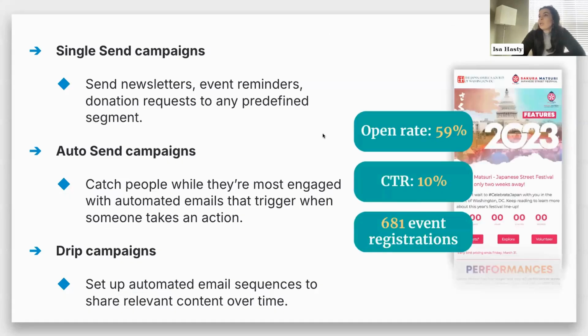And then I just wanted to show this is one of my favorite email templates of all time. This is from the Japan America Society of Washington, D.C. This is an email template that they built in Feathr to promote one of their events a couple years ago, a Cherry Blossom Festival in DC. And I think it's just a really beautiful email. It was very high performing. As you can see, they got 681 event registrations just from this email alone. The click-through rate was 10%, and the open rate was super high at almost 60%.